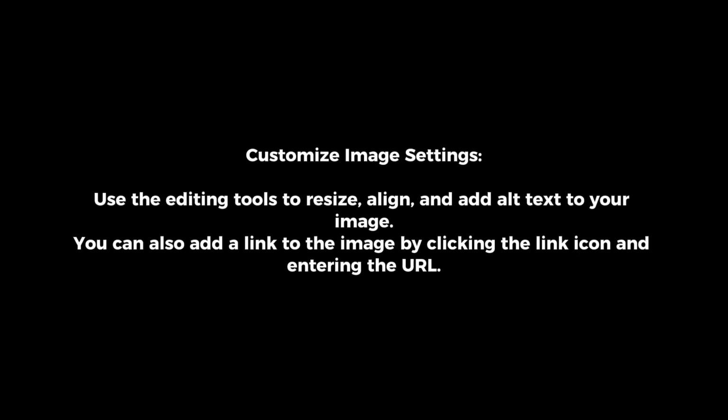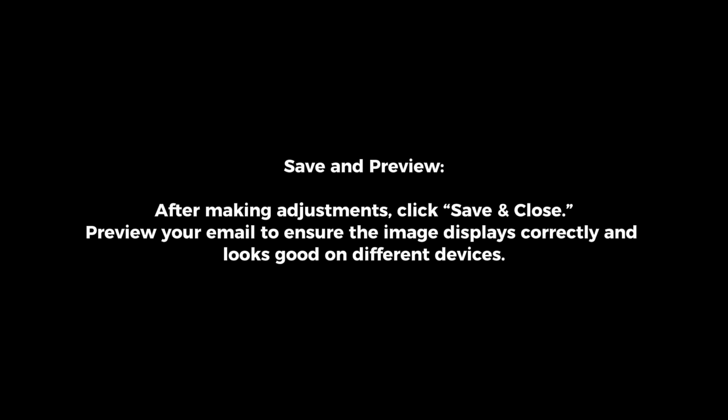Customize image settings. Use the editing tools to resize, align, and add alt text to your image. You can also add a link to the image by clicking the link icon and entering the URL. Save and preview. After making adjustments, click Save and Close.